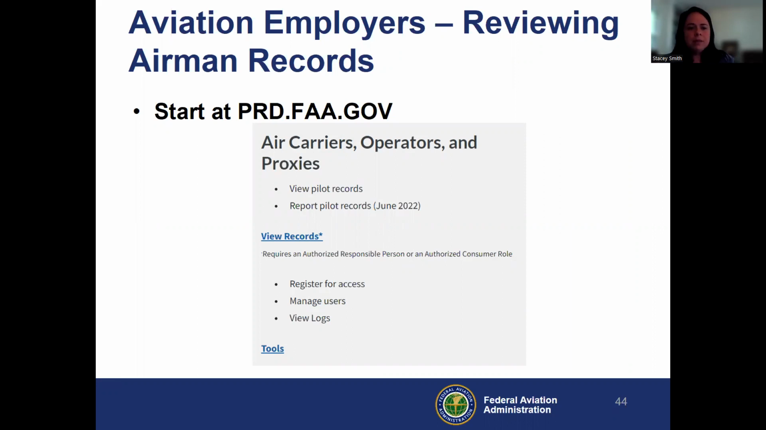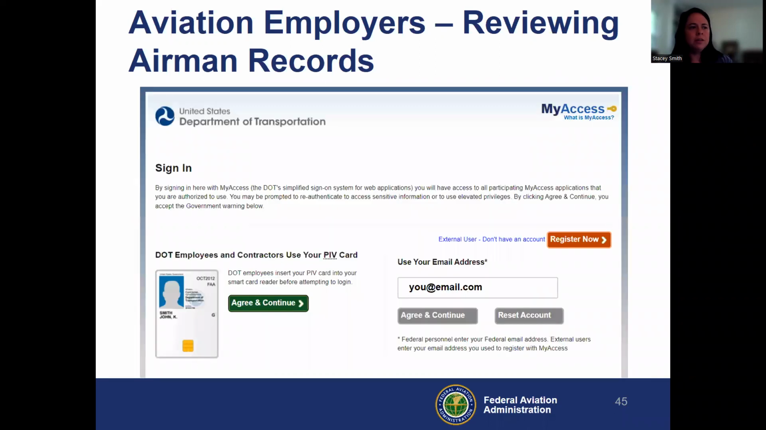So after the pilots grant consent to the air carriers, the air carrier will want to review the information in the pilot record database. So for those in the air carrier role to review records, we'll go to the PRD website. At this time, make sure to select View Records. We'll enter with the information for your MyAccess account. Make sure that you select Agree and Continue. Don't register again or reset your account.